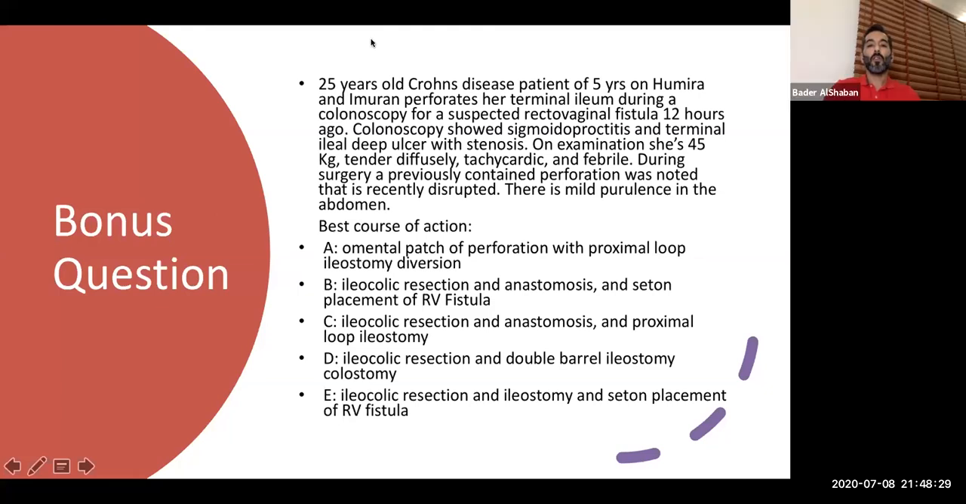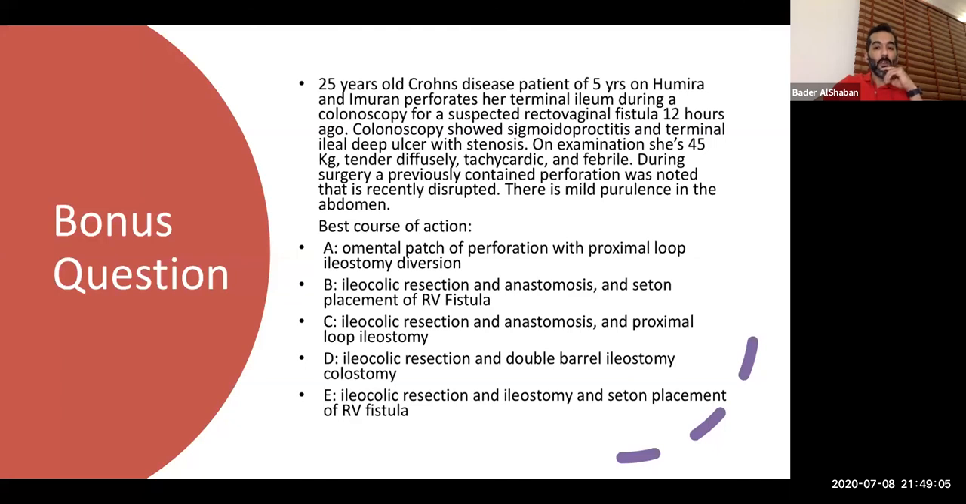So, it's a 25-year-old Crohn's female patient who's had Crohn's for about 5 years. She's on Humira and Imuran. She perforates her terminal ileum during a colonoscopy that was being done for a suspected rectovaginal fistula, and the colonoscopy was 12 hours ago. Sorry, I'm just going to read it from my screen. The colonoscopy shows improved proctitis and a terminal ileal deep ulcer with stenosis.